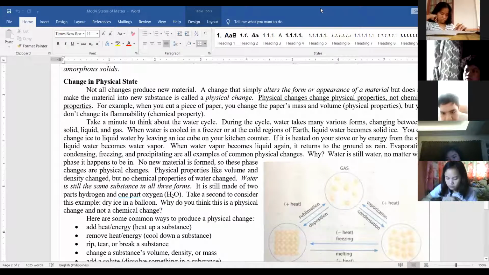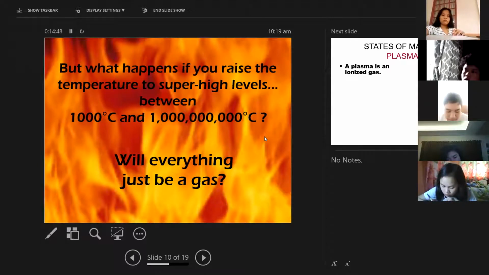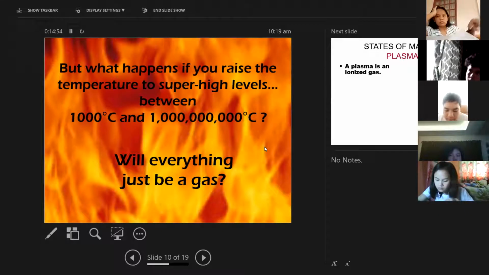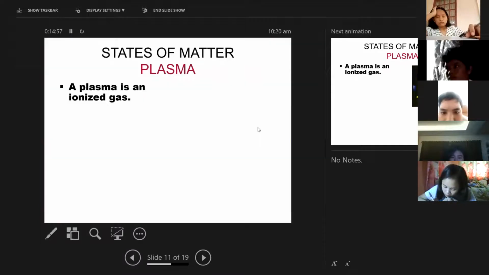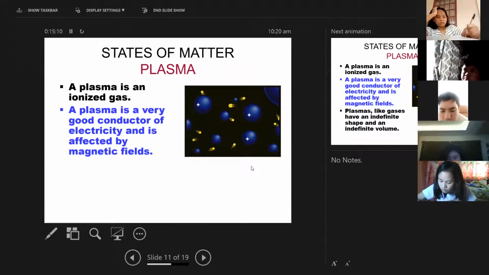Plasma, on the other hand, class, we have here some examples of plasma. If you raise the temperature from 1000 to 1 billion degrees Celsius, then you're simply changing gas to plasma. The fourth state of matter is plasma, class, and plasma is an ionized gas. These gases occur mostly in the ionosphere, and they could occur through a display of light known as the aurora borealis, which is the northern lights, and aurora australis, which is the southern lights. It's somewhere in the south pole.